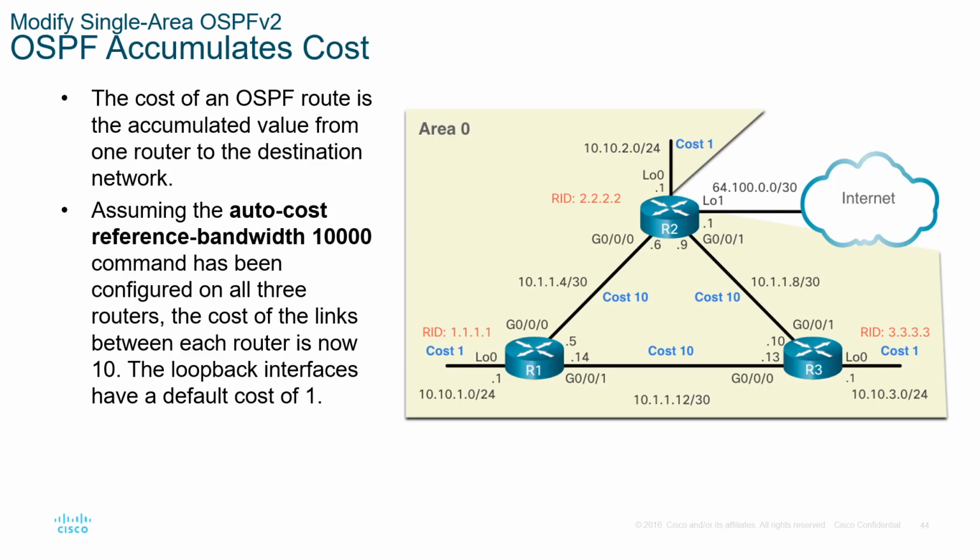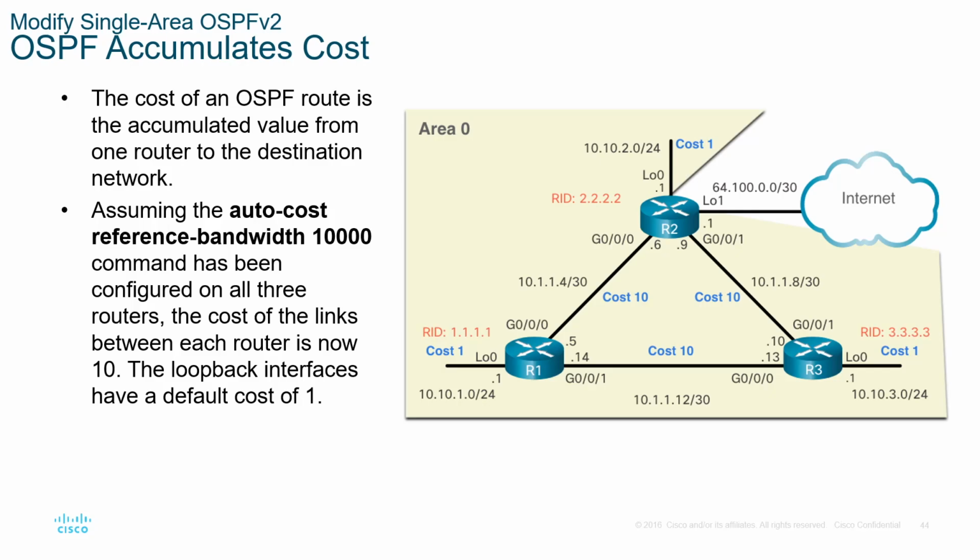And there you go. The cost of an OSPF route is the accumulated value. This is important. Why is this important? Because in this topology here, router 1 will learn about this network from router 2. Router 3 will learn about this network and will also advertise it to router 1. Does that make sense?